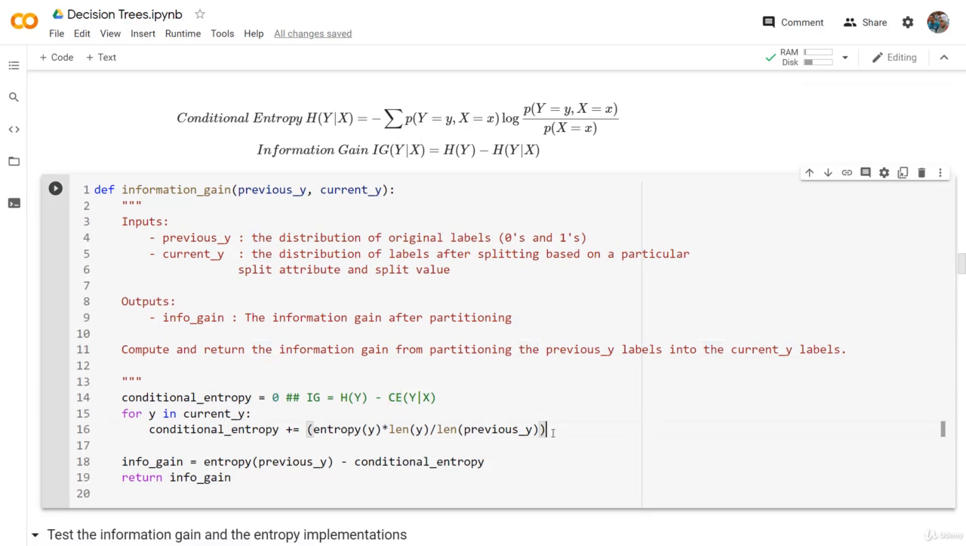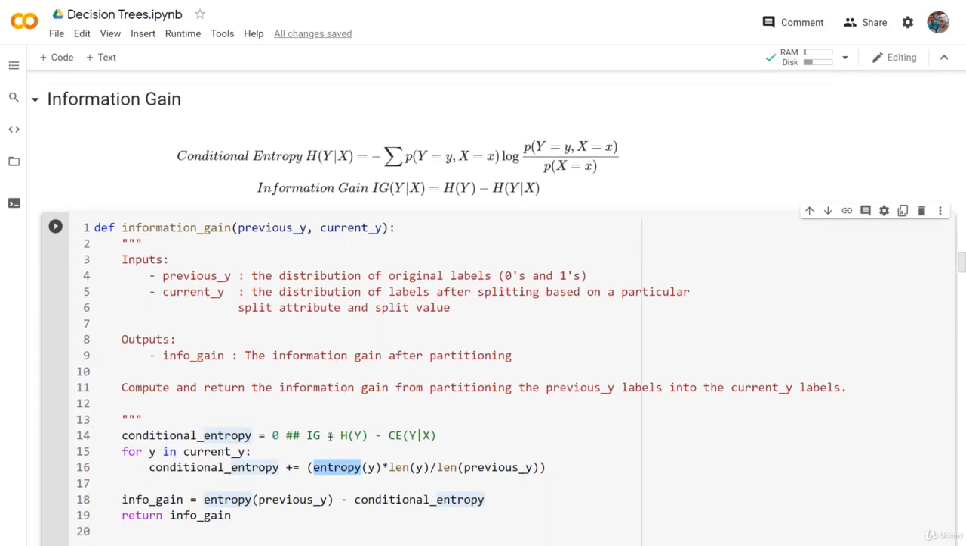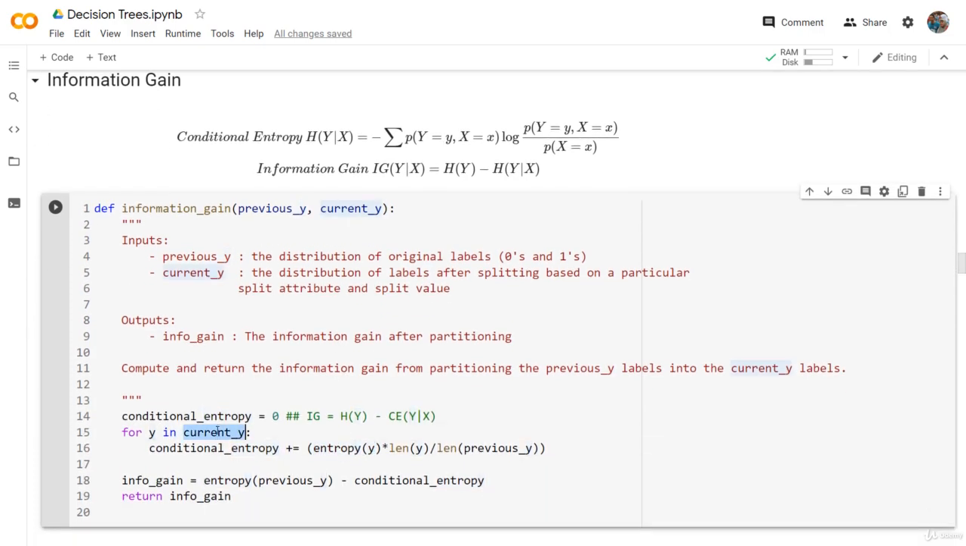So this is another way to write the conditional entropy, right? We are going to loop over all the current y's, or over all the splits, and we are going to calculate the conditional entropy based on this. But if you notice here, I am calling the entropy function, right? So here I am calling the entropy function using y, right? So current y is basically a list of two lists, right? The first list is the first split, or the left hand side, and the second list corresponds to the right hand side.